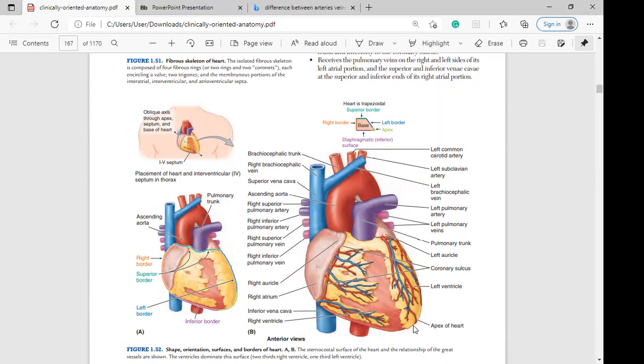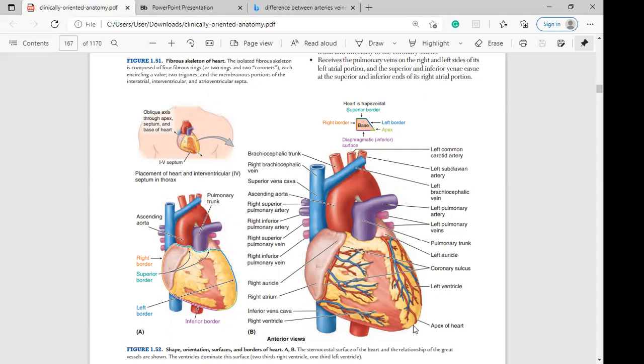One last question. Give me the tunics of the blood vessels. Tunica Adventitia, Tunica Media, and Tunica Intima. Tunica Intima, what do you find? You can find the endothelium and the elastic fiber, like the internal elastic membrane. Okay, you find vascular endothelium, the internal elastic layer, and the subendothelial layer.